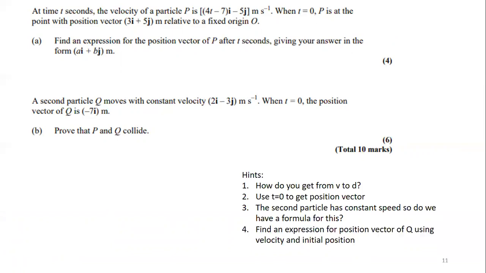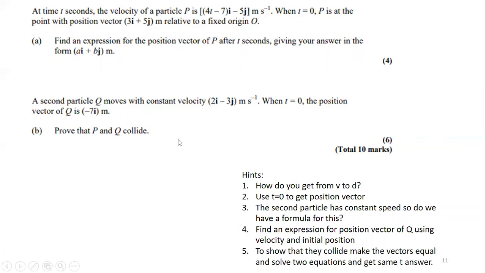So we can find an expression for the position vector using 2i minus 3j and minus 7i. So we've got an expression for the position vector of Q. And in part A, we've got an expression for the position vector of P. So to prove they collide, those position vectors must be equal, so the i's must be equal and the j's must be equal. So make them equal, get two equations, make the i's equal, make the j's equal, solve them both, and hopefully you should get the same answer for t from the i's and the j's.